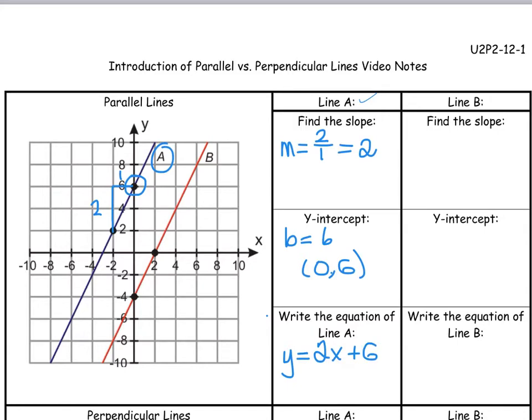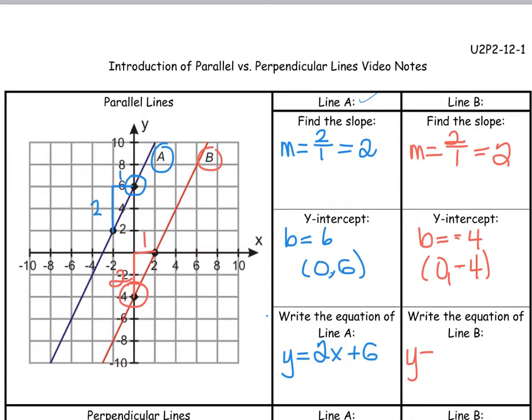Now we're going to find the slope of line B. Again, use 2 points from the line. It's the rise and the run. Rise is 1, run is 2. So the slope is 2 over 1, which simplifies to 2. Then we're going to take a look at the y-intercept. The y-intercept is negative 4, and as an ordered pair, that's (0, -4). So if we're going to write the equation of the line, it's y equals, the slope is 2 times x, and we can write that as plus negative 4 or minus 4.